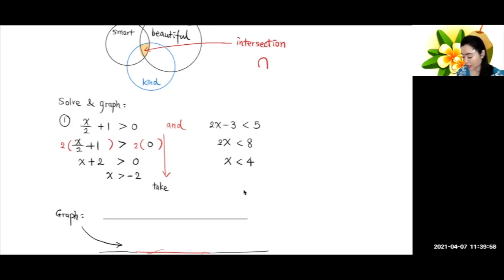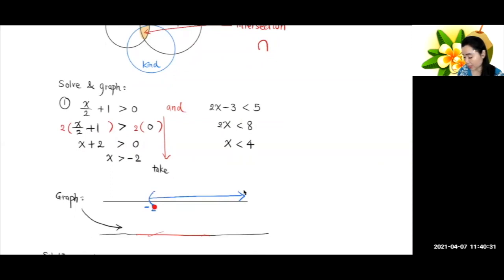Now, these two inequalities are joined by "and." What should I do with this set? We take the union or intersection of the two? Let's get to that later. x is greater than -2: I find -2 over here and shade the right side of -2. I use a parenthesis here because there's no equal sign; x can't be equal to -2. Now x is less than 4, so I locate 4 and shade the left side of 4, so it will be like this.